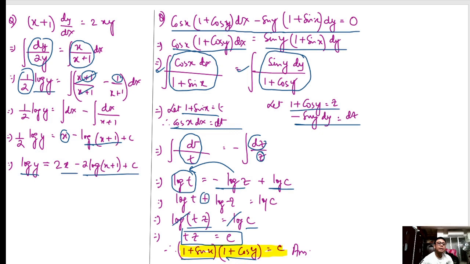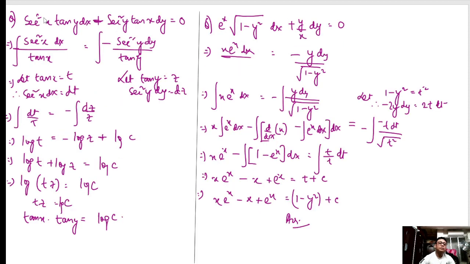Let's see, friends, the next sum. So the next sum says that, as you can see, it is sec square x tan y dx, plus sec square y tan x dy. So anyhow we have to separate the x and the y parts. So let tan x equal to t. So sec square x dx equals dt. Let tan y equal to z. So sec square y dy equals dz.